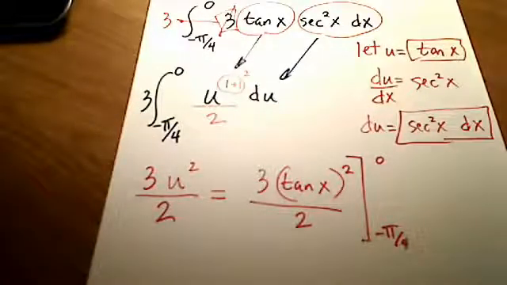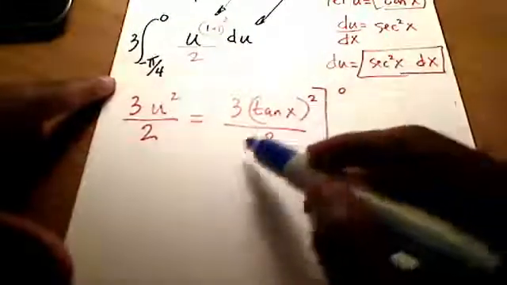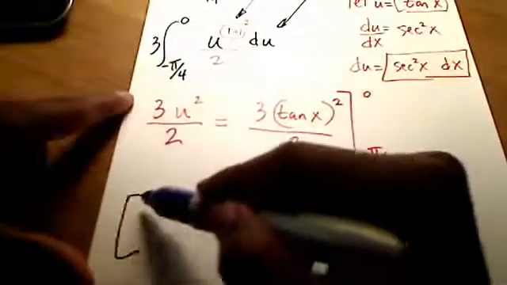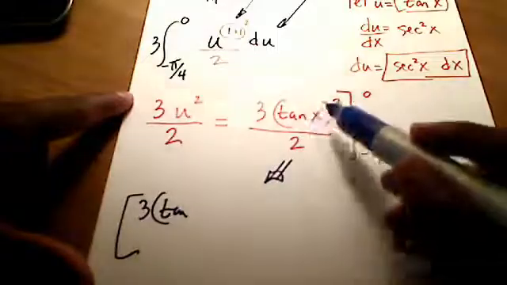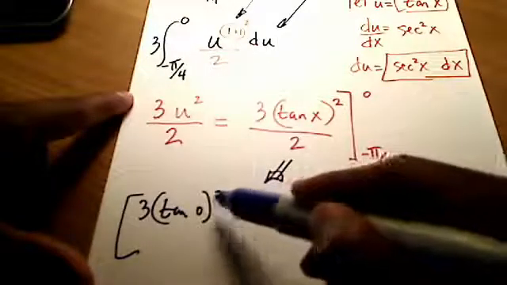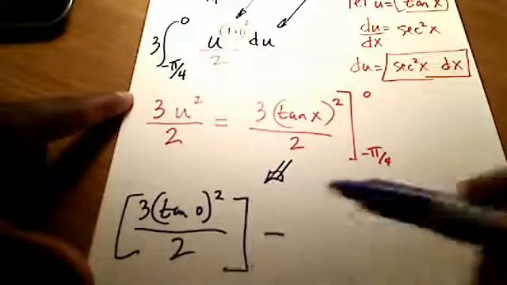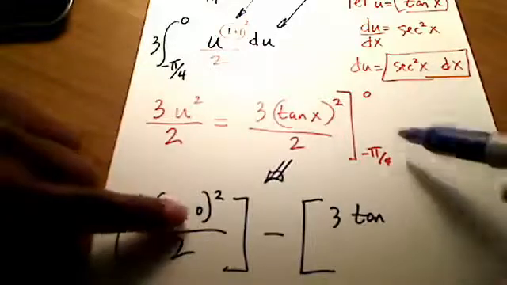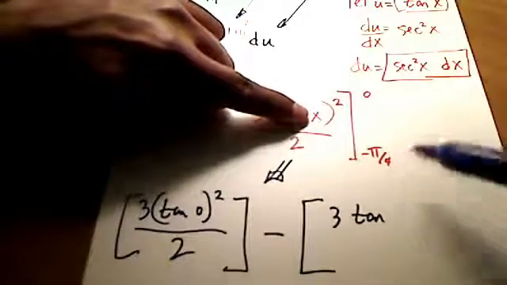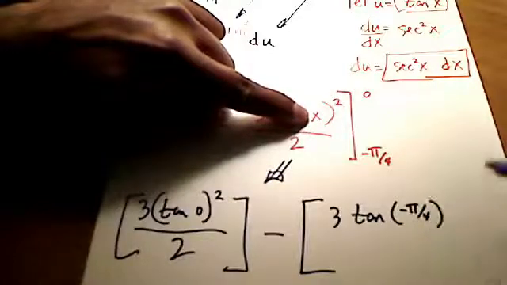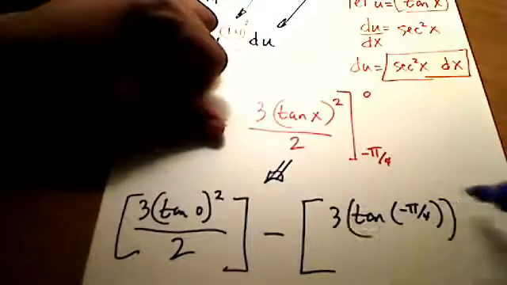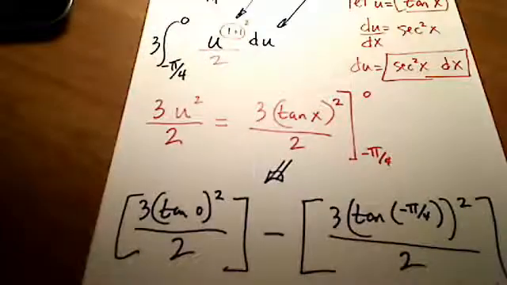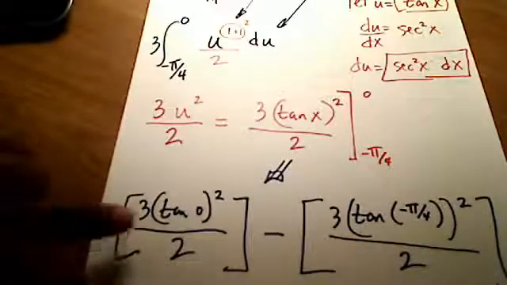Alright, let's wrap up this problem. Using the fundamental theorem of calculus, let's rewrite this. I have the quantity 3 tangent, but instead of x, I'm going to put in a 0, quantity squared all over 2, minus 3 tangent, and this time I'm going to put in a negative pi over 4, and that quantity is squared, all over 2. Okay, that's looking pretty nasty, isn't it? But not to worry, because this is actually going to get simple on us in a second.